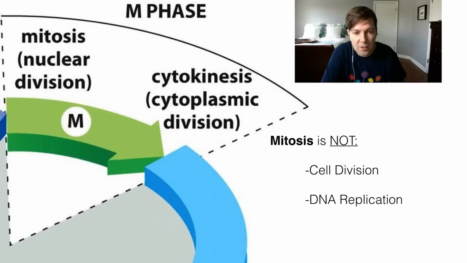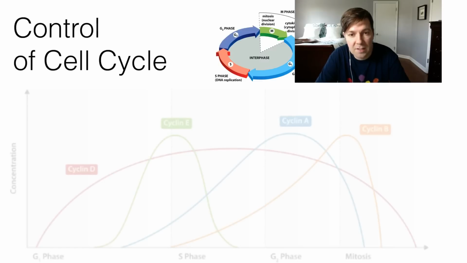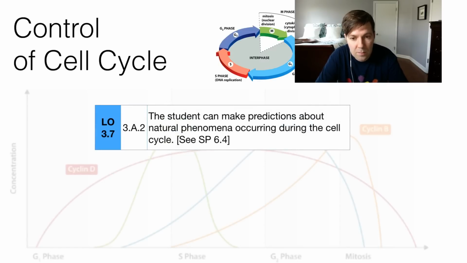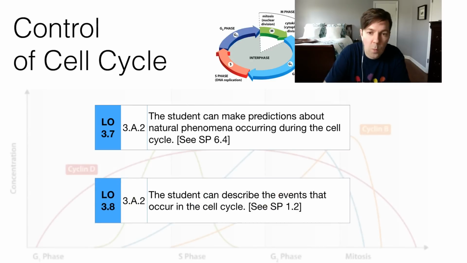Let's talk about mitosis, where we had a whole bunch of questions from lots of people. First, what mitosis isn't. Mitosis is not cell division, and mitosis isn't DNA replication. Okay, DNA replication happens way back in S phase. So, what mitosis is: division of the nucleus.